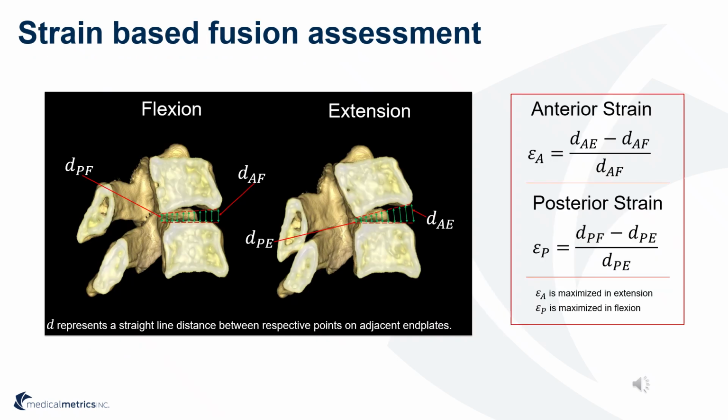The apparent strain will depend on where the strain is measured, with anterior strains different than posterior strains. We can measure strain at multiple points across the disc space to understand where strain may be low enough to be compatible with bridging bone. This figure illustrates how anterior and posterior disc strain measurements are made.